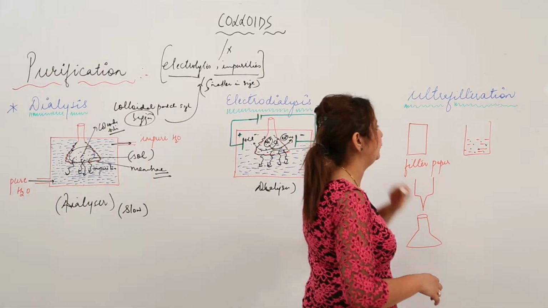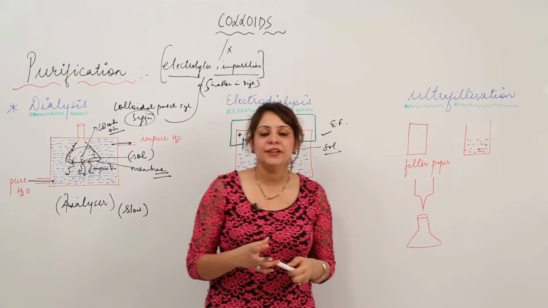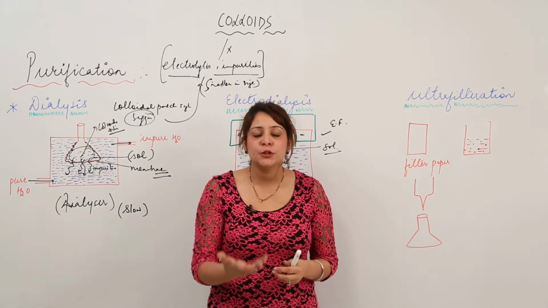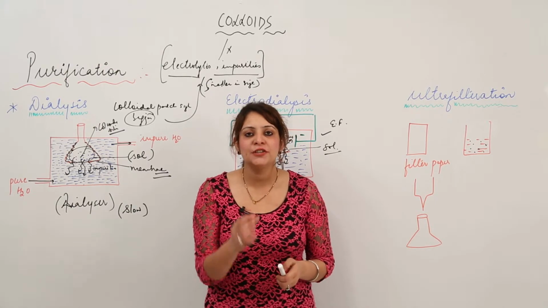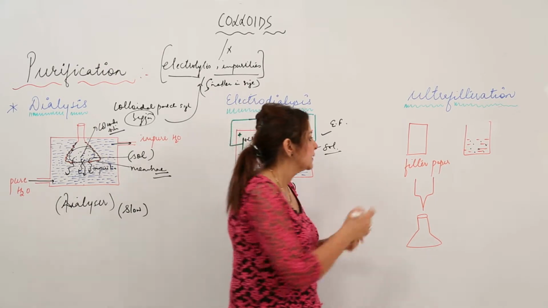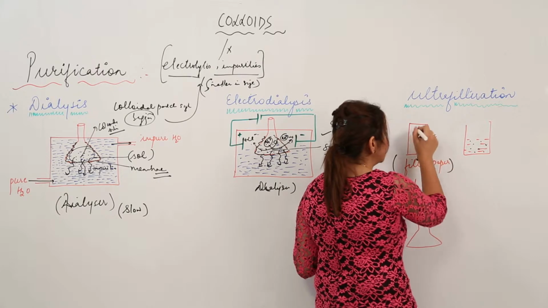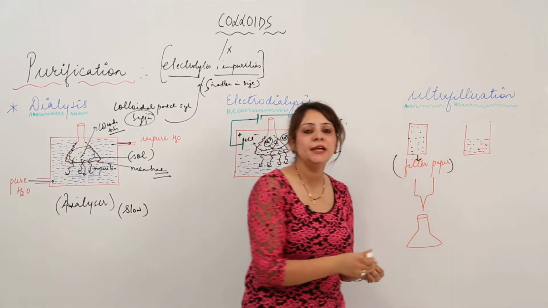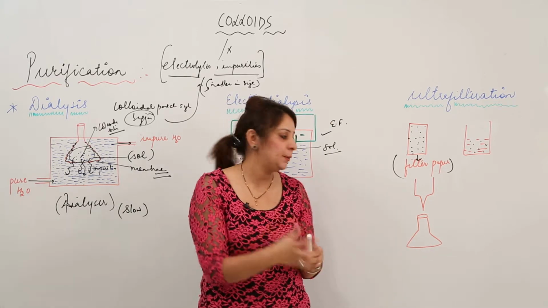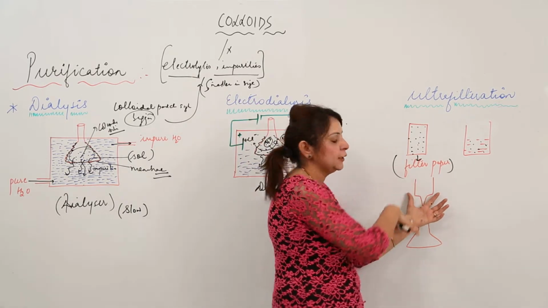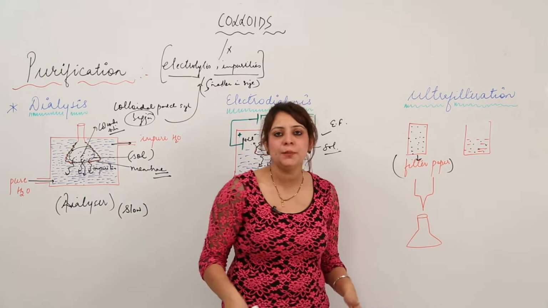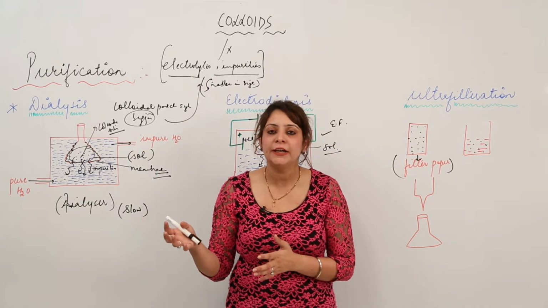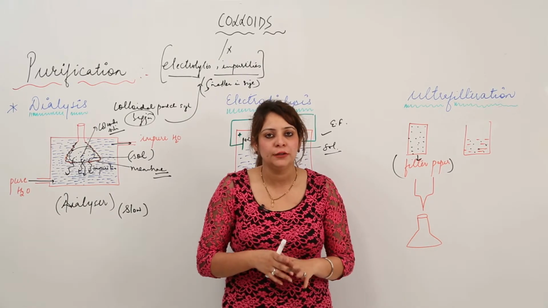Now we have ultrafiltration. So what we do in ultrafiltration is make use of filter paper. As you are all familiar, filter paper has small holes in it. Suppose this is my filter paper, it has holes in it, right? And you know that if I take a filter paper in a funnel and pour the colloidal solution, what happens? Nothing gets separated, because colloidal particles just pass through the filter paper pores. They are not stopped by them.